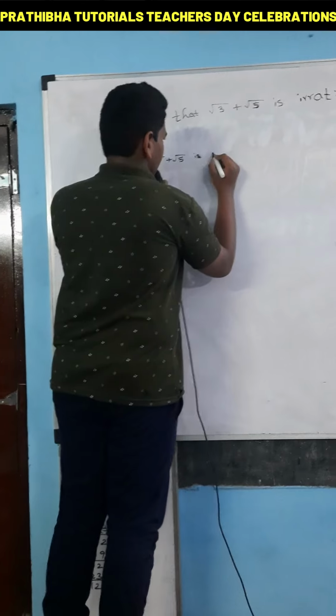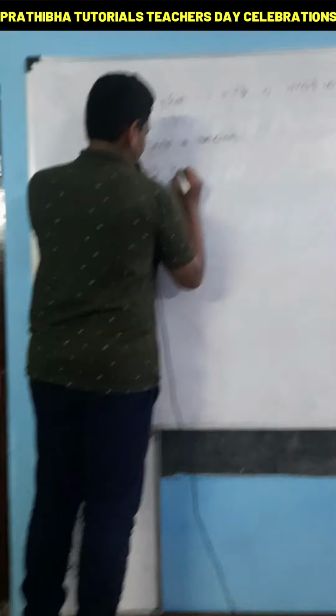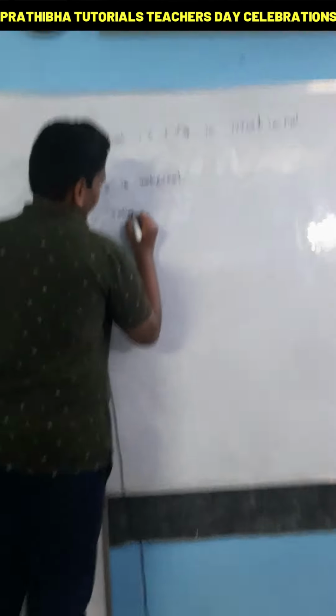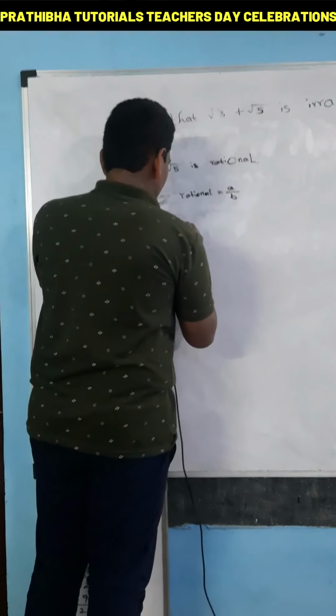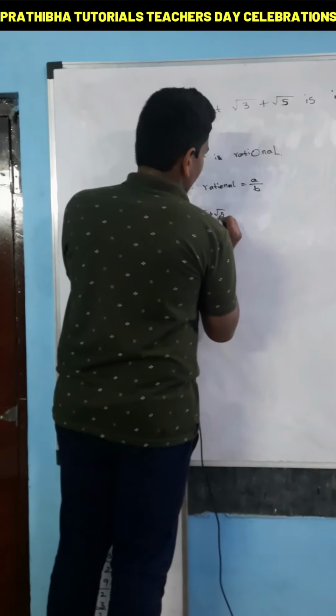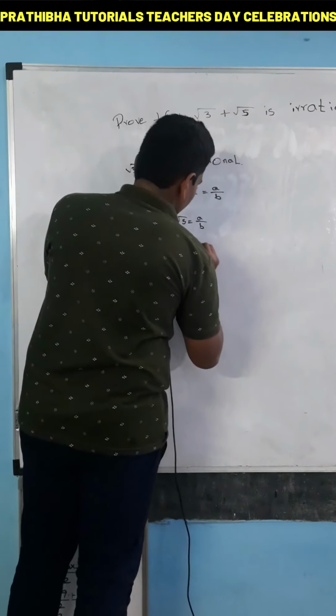So 5 is irrational. Irrational is equal to A by B. Root 3 plus root 5 is equal to A by B. Root 3 is equal to A by B minus root 5.